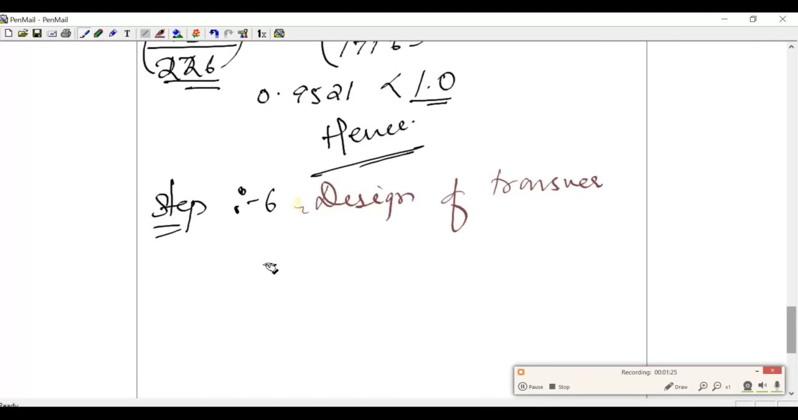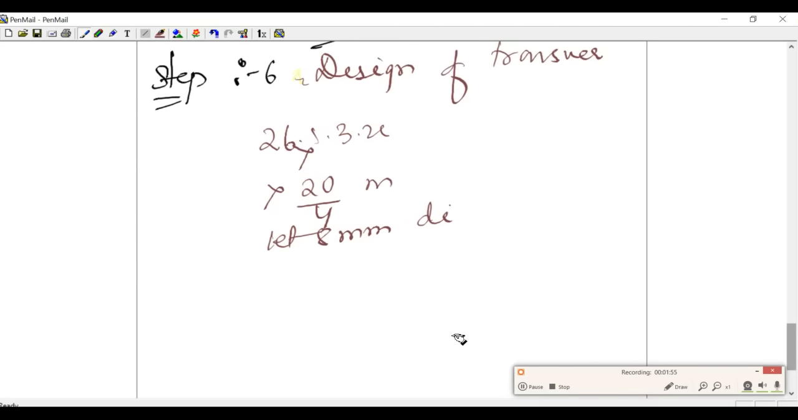So as per clause 26.5.3.2 of IS 456, the diameter of lateral ties should be greater than 20 by 4 mm, that is coming around 5 mm. So it should be greater than 5. So let's provide an 8 mm dia bar, because nowadays we are not providing a 6 mm dia bar. So we should provide the lateral reinforcement as 8 mm dia.